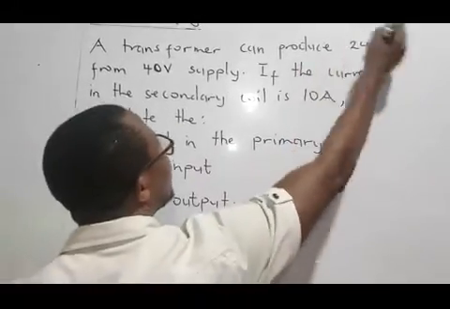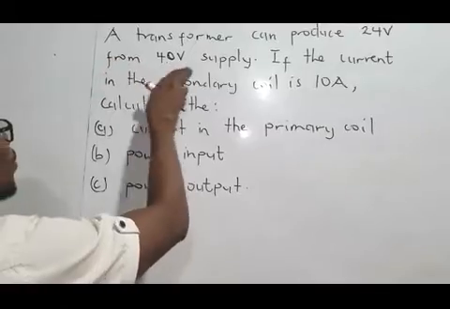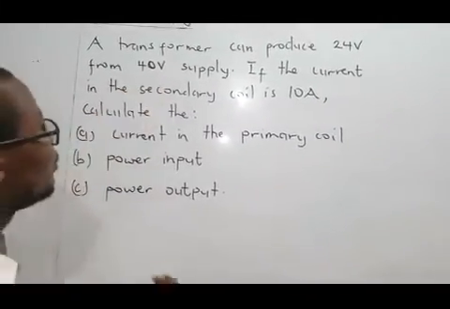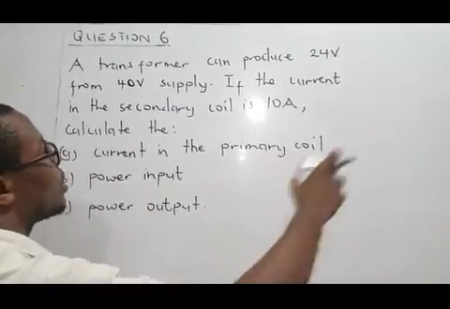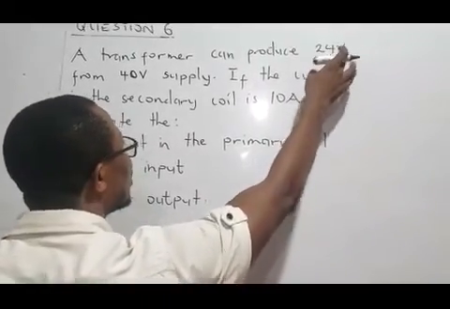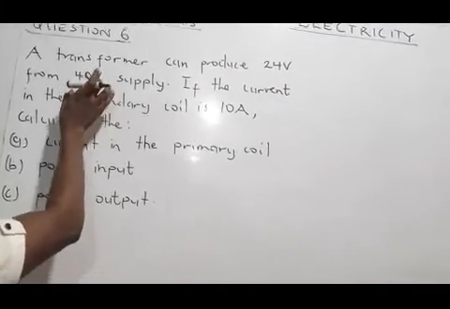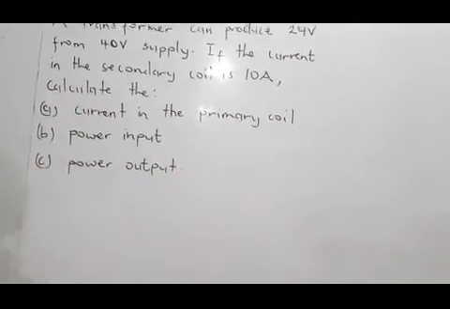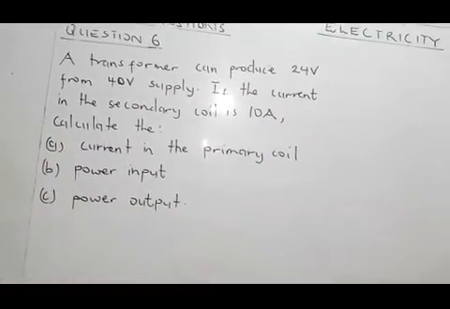So this is the voltage that the transformer is going to produce, and it's producing from this voltage. So it means that this is the input voltage, the voltage that is coming into the transformer, and the one that the transformer is giving out, is producing, is the output. As I said, your input voltage is the primary voltage, and the output voltage is the secondary voltage. So our primary voltage is the 40, and then the secondary voltage is the 24.